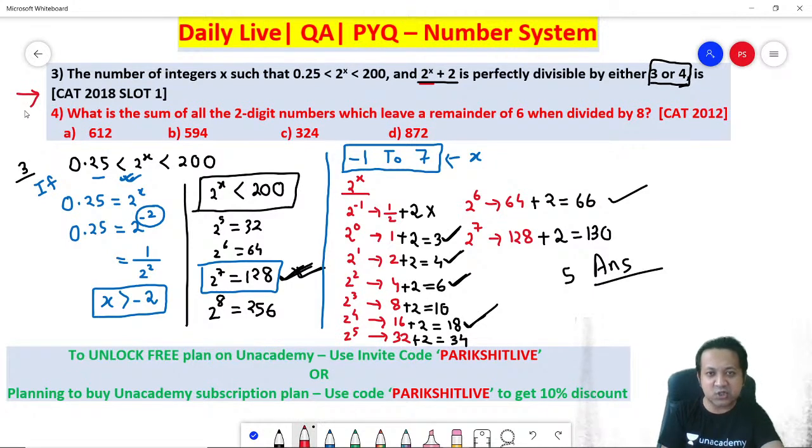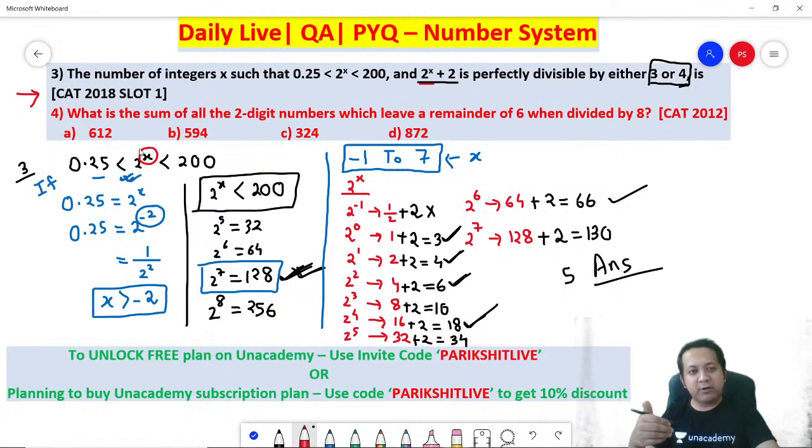CAT 2018 slot 1. So what did I do? Three steps. Step 1, I found out the value of x. Moment I found out the value of x, step 2, I calculated 2 to the power x, right? Because 2 to the power x is required.